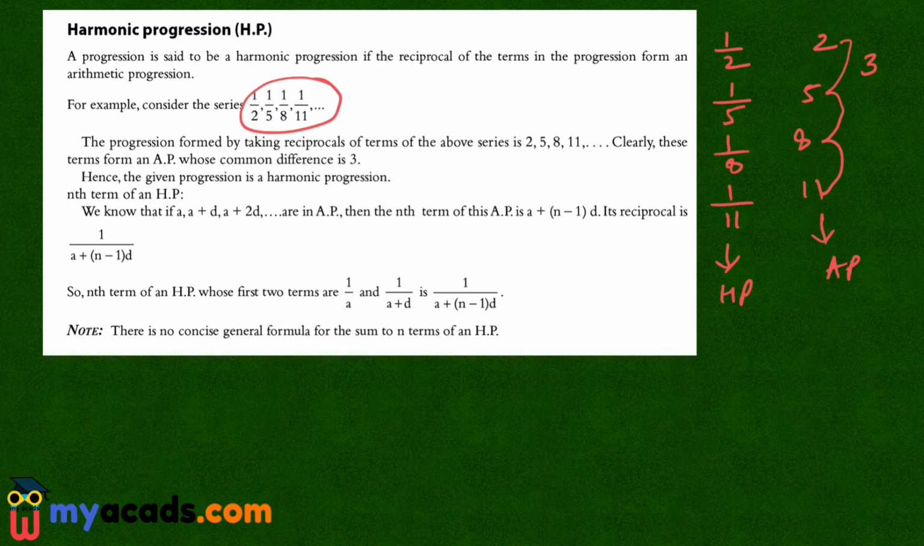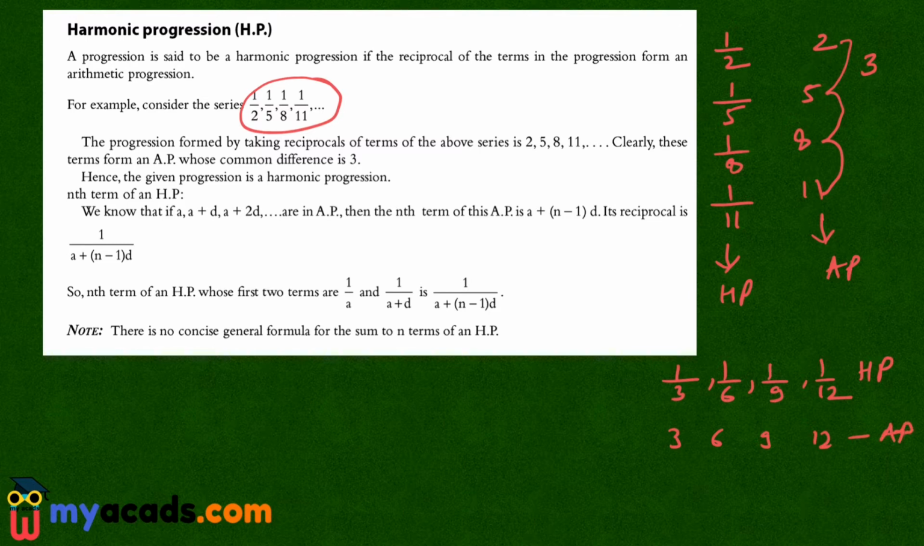For example, 1 by 3, 1 by 6, 1 by 9, 1 by 12. Now this sequence is in harmonic progression. This is because the reciprocal of these terms, that is 3, 6, 9, 12, is in AP.